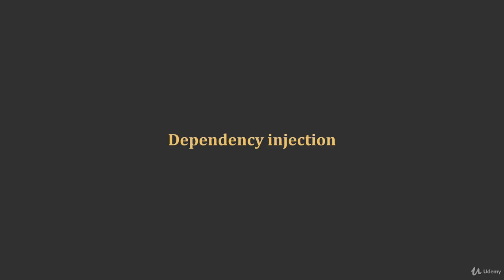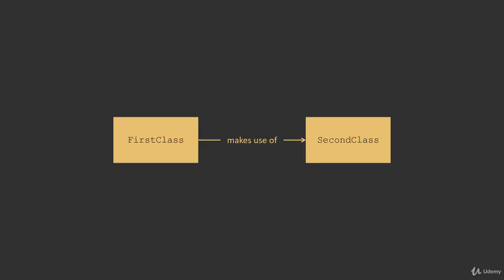Dependency injection. What is it exactly? Well, we can break it down into two parts, dependencies and injection. Dependency is a general situation that arises when two classes in our code base are interrelated. In this example, first class makes use of second class. We say that first class depends on second class, or that second class is first class's dependency.